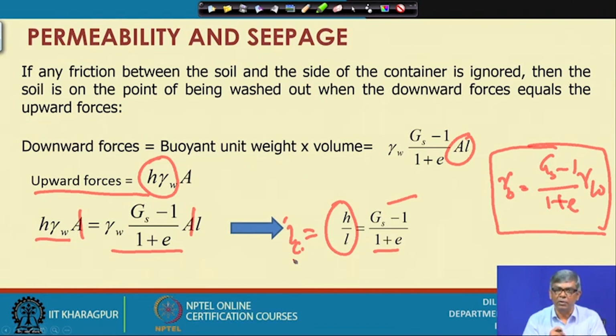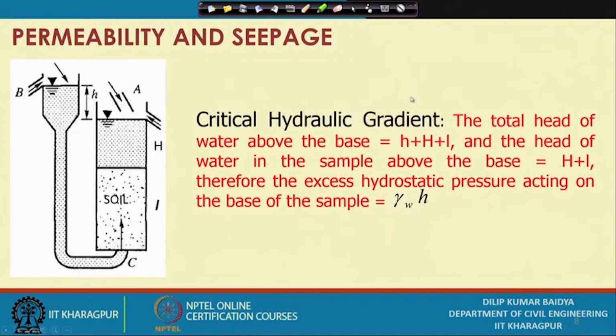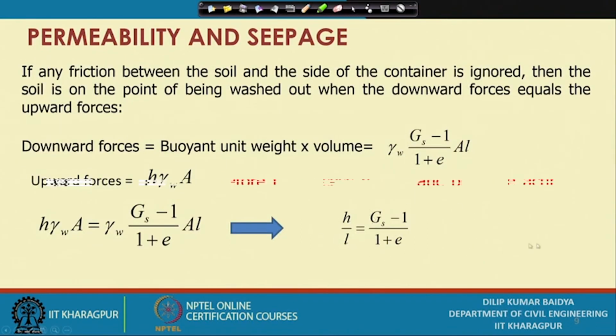Why is it critical? Because if I increase the head on this side, from h to h 1, the hydrostatic pressure will increase. If that pressure becomes more and more, there will be a time when, because of this excess pressure, the soil will be washed out on this side. That is the reason we have obtained this critical hydraulic gradient. If the hydraulic gradient becomes more than that, then your soil will be washed out and will move in the upward direction.